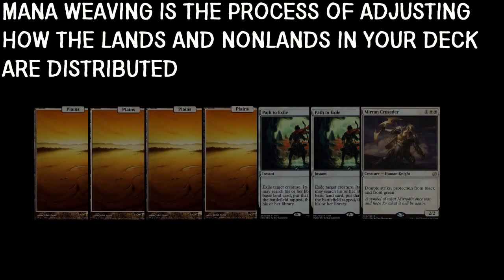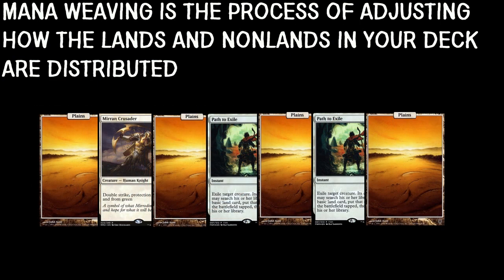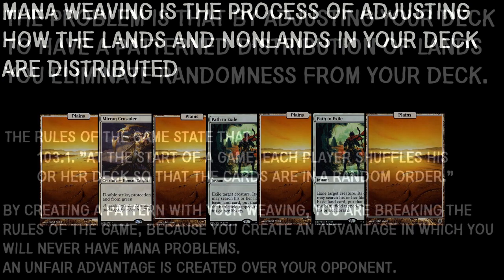Okay, so let's talk a little bit about mana weaving. Now, mana weaving is basically when you get all of the lands and spells in your deck and you readjust them so that they're in a nice distribution so that you never get mana screwed. So for example, if your deck used to look like this, you might rearrange it so it looks like this. And that's all well and good, because it means you don't get mana screwed, it means you don't get too much, it means you don't get too little.